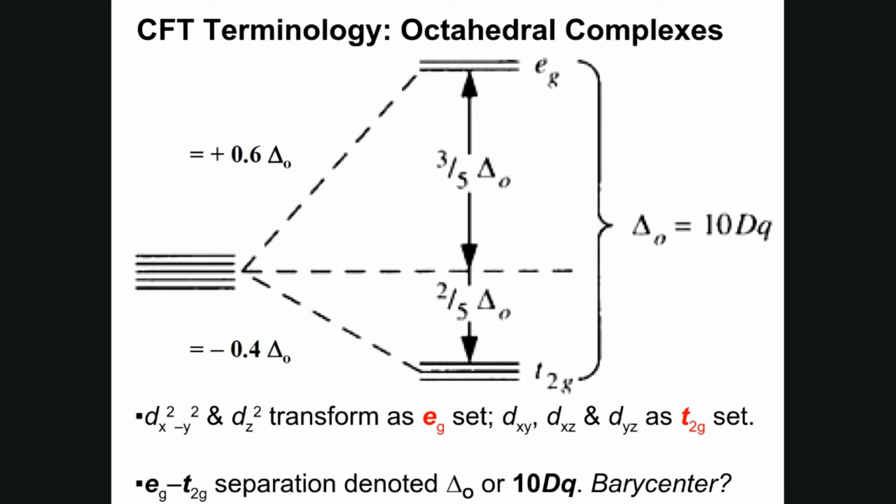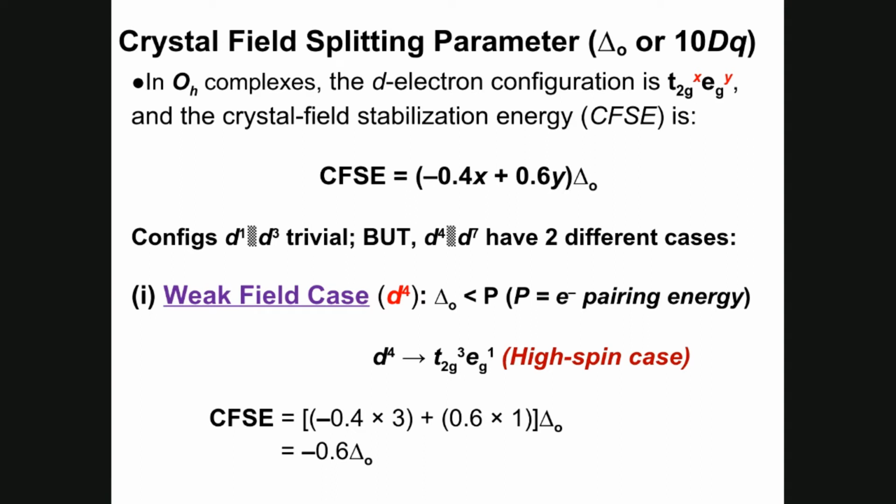Please, we'll have to communicate a lot on this so that it becomes second nature to you as well, and not just a book thing. But it is important that the electron configuration in an octahedral complex will be designated as the number of electrons in the T2G set, followed by the number of electrons in the EG set, which is what I've given over here. As T2G X, it means there are X electrons occupying the T2G, the lower energy orbitals, and there are Y electrons occupying the EG set.